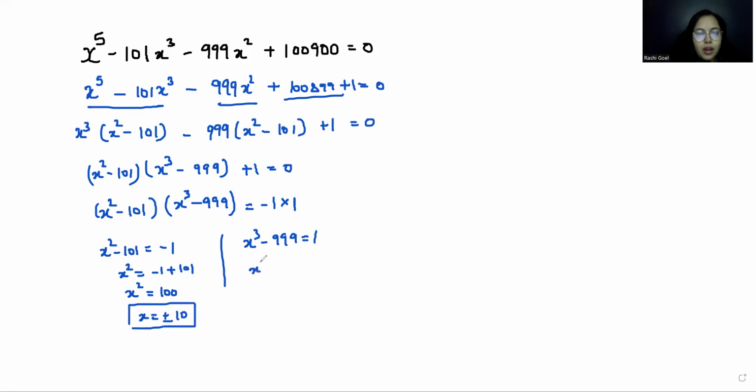Now from here, x cube is equals to 1 plus 999. X cube is equals to 1000. So the value of x is 10. So in both the cases, the value of the x is plus 10, minus 10.